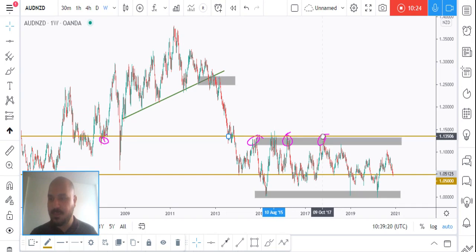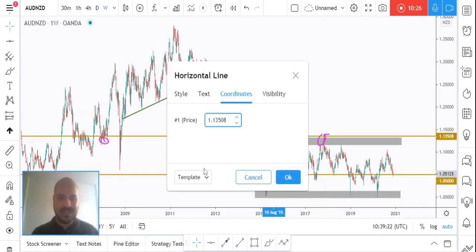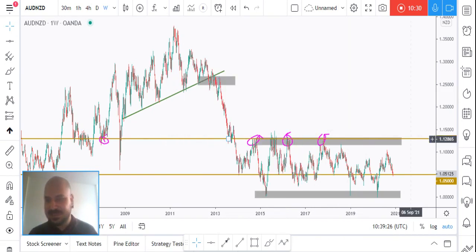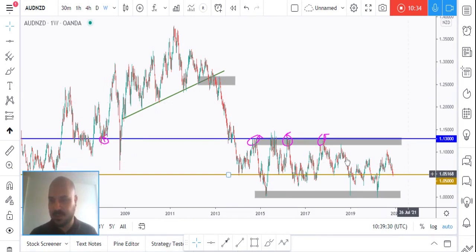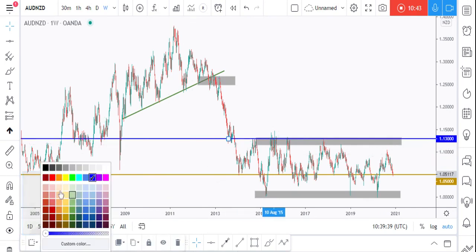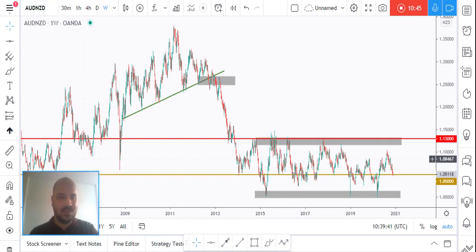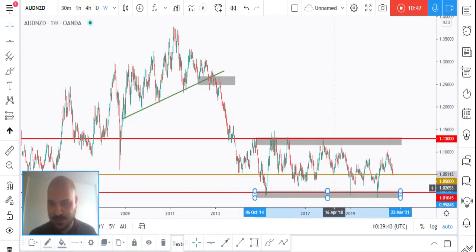1.0, 1.13. So it's a 1.13. Here we go. Let's make this one in red and keep this one in orange, and we'll draw one last one in red as a support zone, or we could even draw this one in red and we can draw one last one. Here we go.